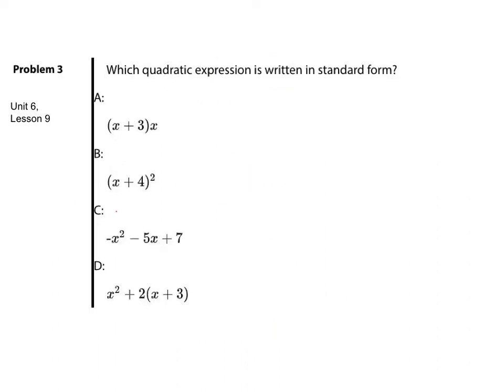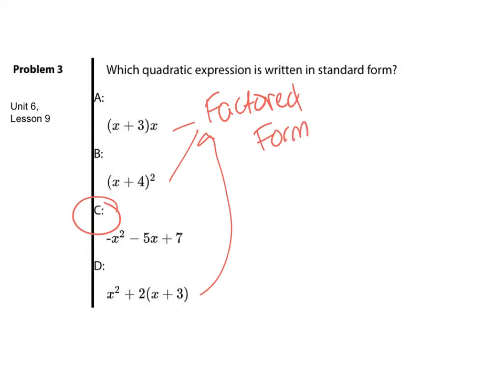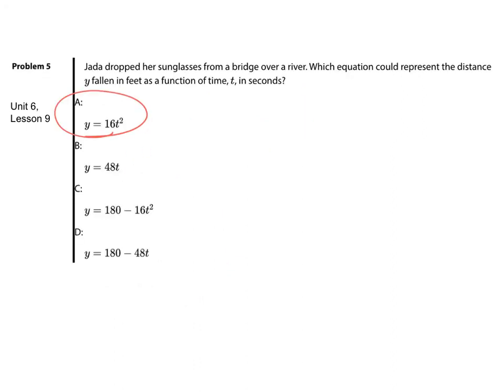In number 3 here, C is the only one that's written in standard form. A, B, and D would all be written in what we call factored form, because there are terms that are being multiplied by each other in those. C is the only one where every term is being either added or subtracted, so that is the one in standard form. In number 5, A is the correct answer.